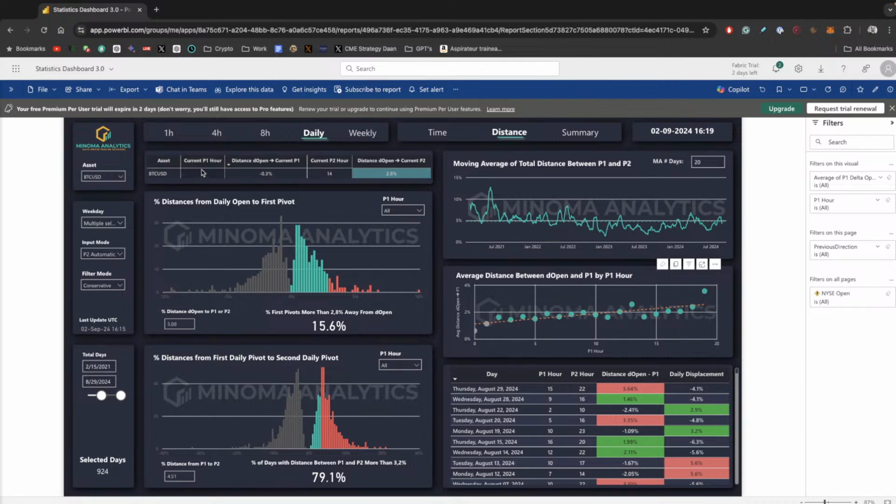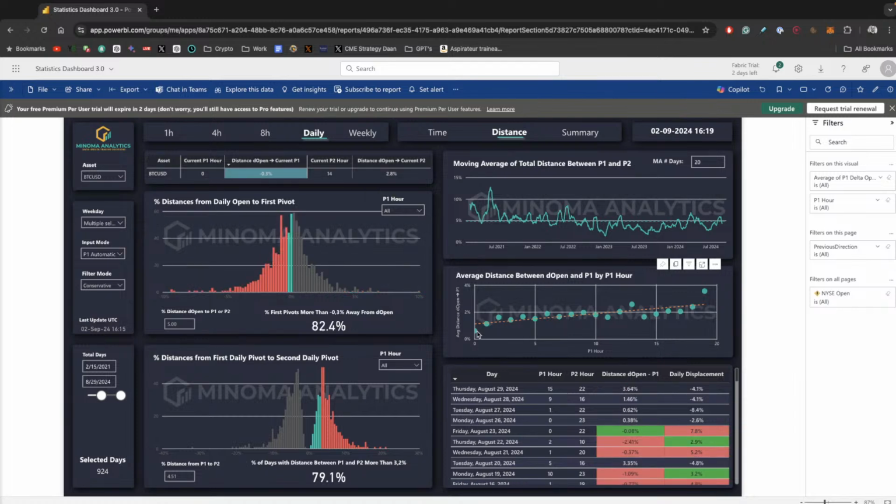So here, for example, you see Bitcoin: hour 0 is P1 and P2 is put in during hour 14. Conservative filter mode filters out hour 0 and hour 1. Yet, if I press P1 automatic, then it selects the first pivot. You can see everything is selected, right? Because all these balls are green, bluish. And you can see here as well, hour 0 and hour 1 are selectable.